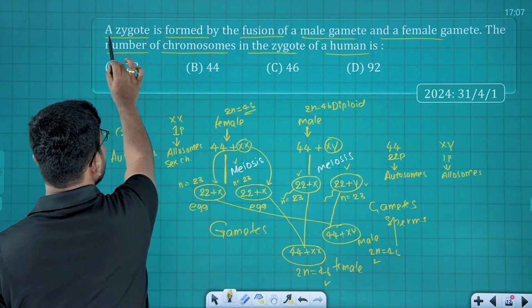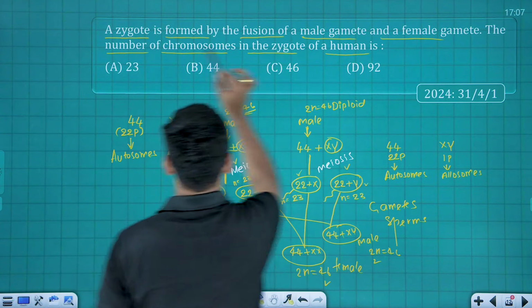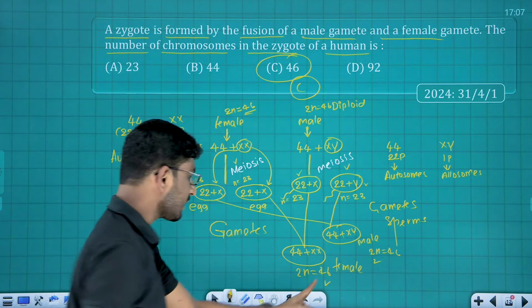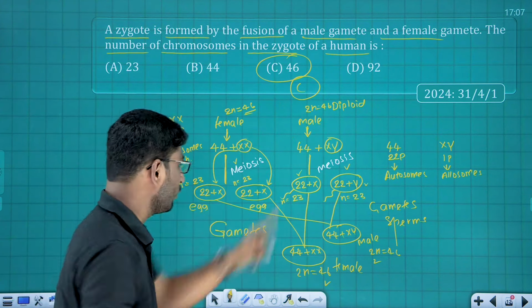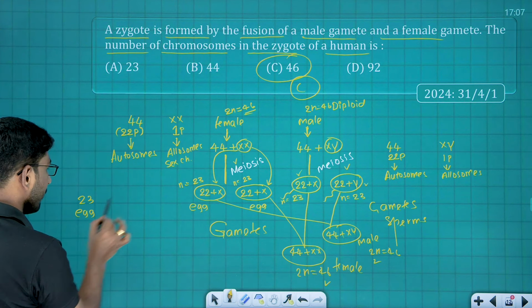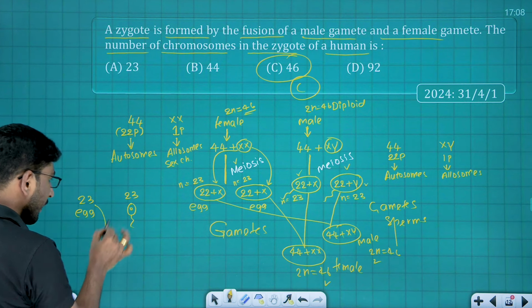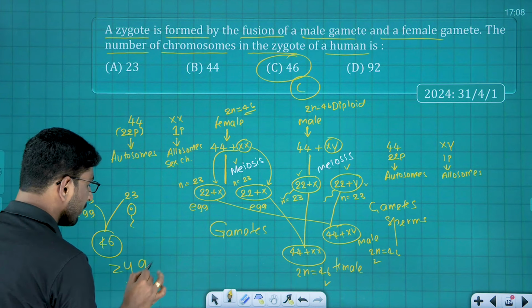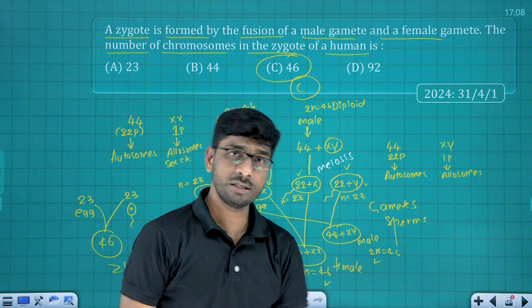Look at what they mention. A zygote is formed by the fusion of male and female gamete. The number of chromosomes in the human being is what? 46. How did it come to 46? 23 chromosomes from the egg, 23 chromosomes from the sperm. So from both parents haploid gametes, 46 chromosomes in the zygote. So the answer is option C. Is that clear, students? Done.